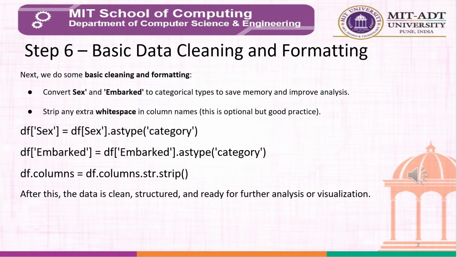Step 6 is about basic data cleaning and formatting. Let us do some basic cleaning and formatting. We convert the two columns, that is gender and embark, to categorical types to save the memory and improve the analysis. We strip any extra white spaces that are present in column names. So this thing is optional, but it's always good to have in our coding. After this cleaning and formatting, our data is clean, structured, and it is ready to use for further analysis and visualization.